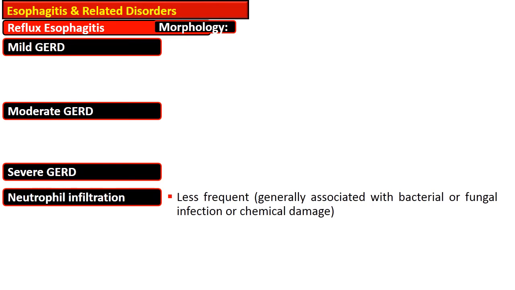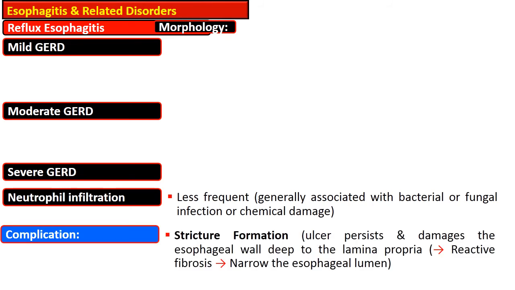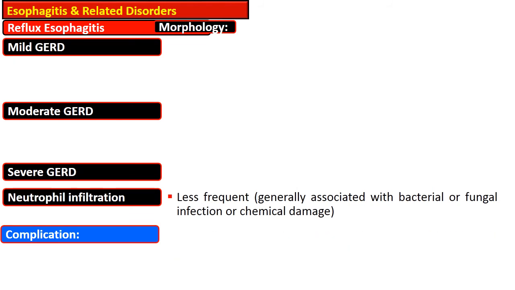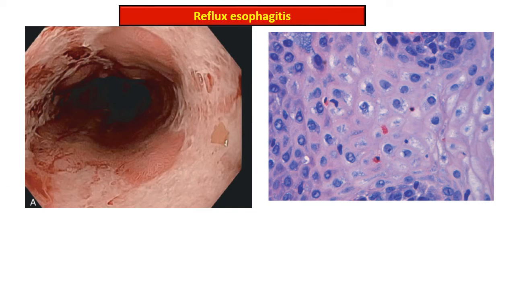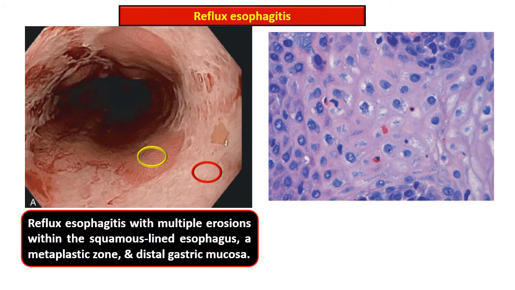The neutrophilic infiltrate is less frequently seen in gastroesophageal reflux disease, and it is usually associated with fungal infection and chemical damage. A complication of reflux esophagitis is the formation of stricture, as if the ulcer persists and damages the esophageal wall deep to the lamina propria, there is reactive fibrosis that will lead to narrowing of the esophageal lumen. On the left, there is an endoscopic view of reflux esophagitis.